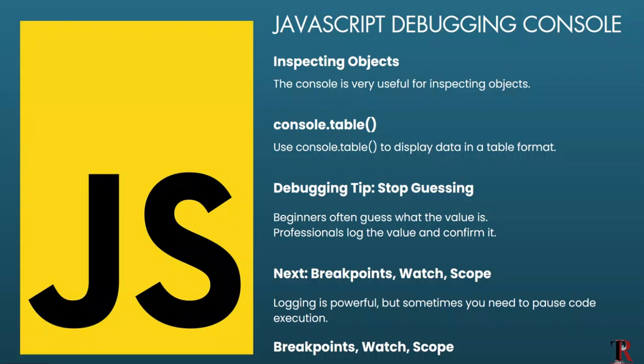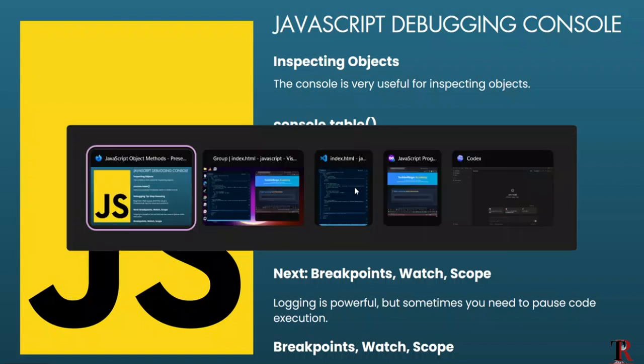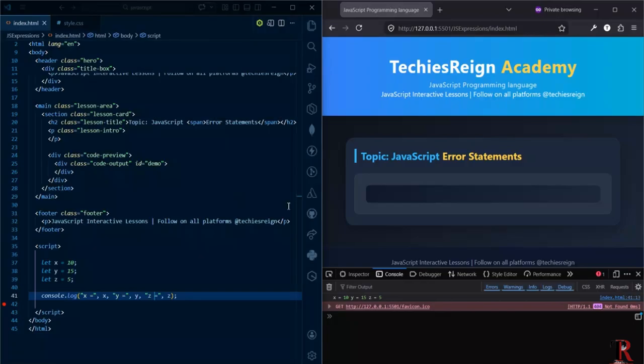Inspecting objects using the console. The console is very useful for inspecting objects. So if you have objects in your code, you can use the console to inspect them. And it is a very useful way of inspecting your objects at any point in time in your code. So let's look at an example of how you can use the console to log or inspect objects.